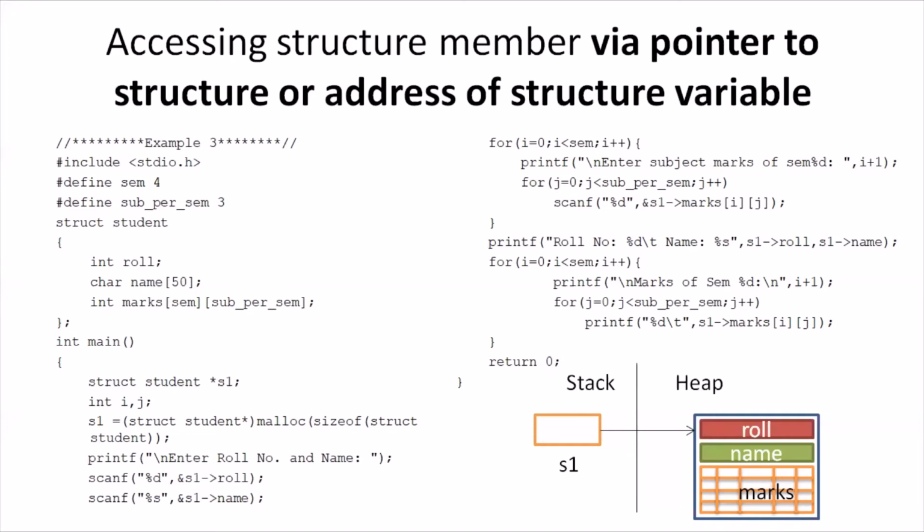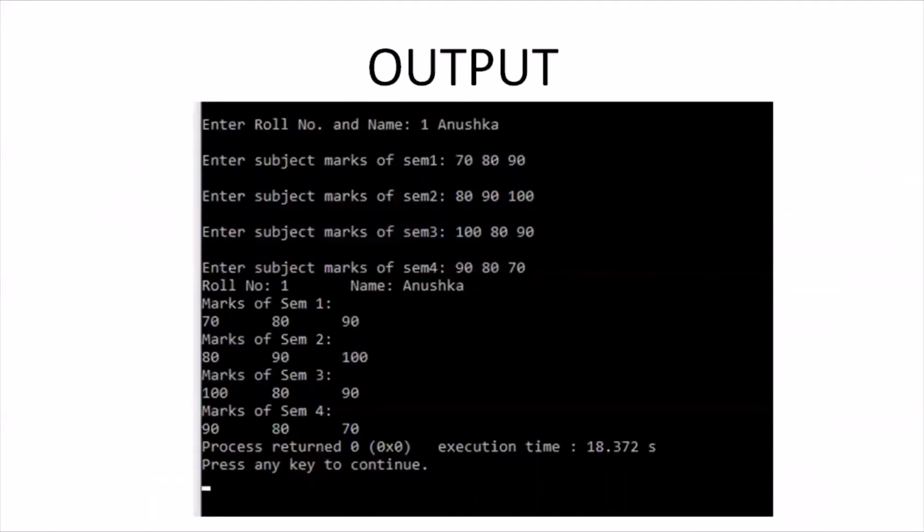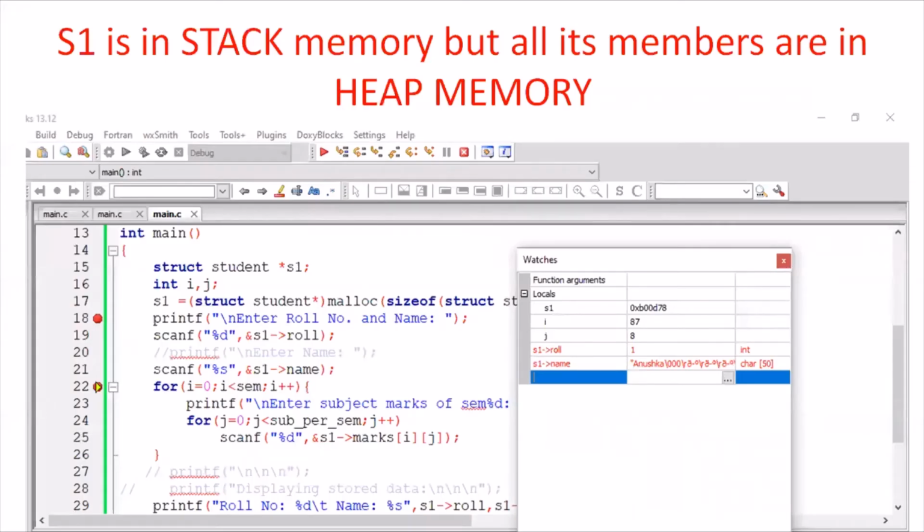So S1 arrow roll, S1 arrow name, and S1 arrow marks are going to display the content of the variable to the user. The output of this particular program will be as expected. However, if we take a look into the watches window of the CodeBlocks IDE during the execution, we will find that in the stack memory, we only have the variable S1 which is holding a memory address. In order to see the content of the structure members of the variable that has been assigned in the heap memory, we can explicitly type in S1 arrow roll and S1 arrow name to see the values stored in those positions.